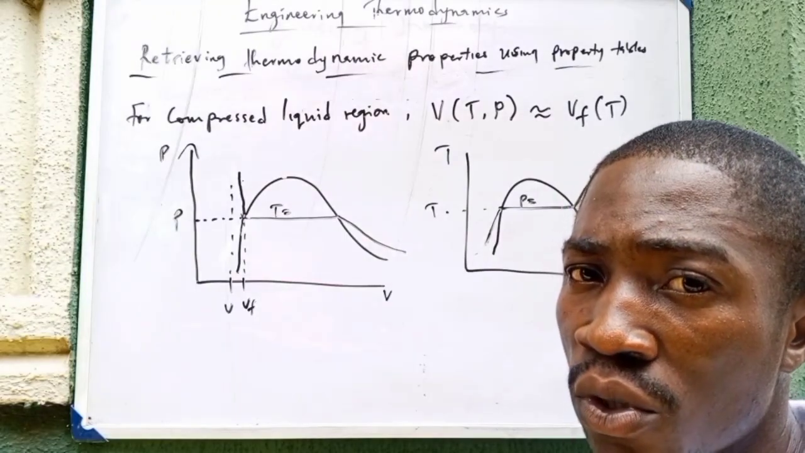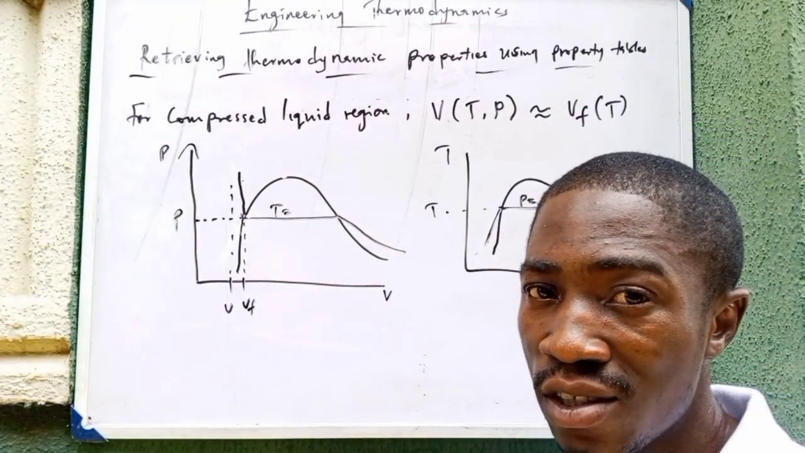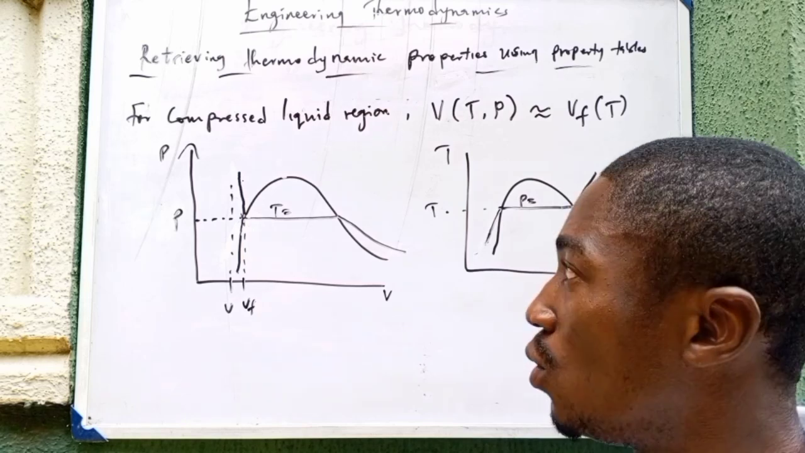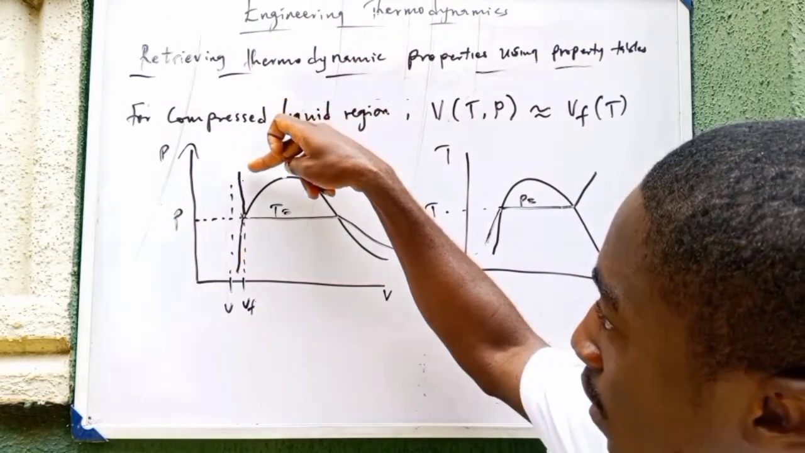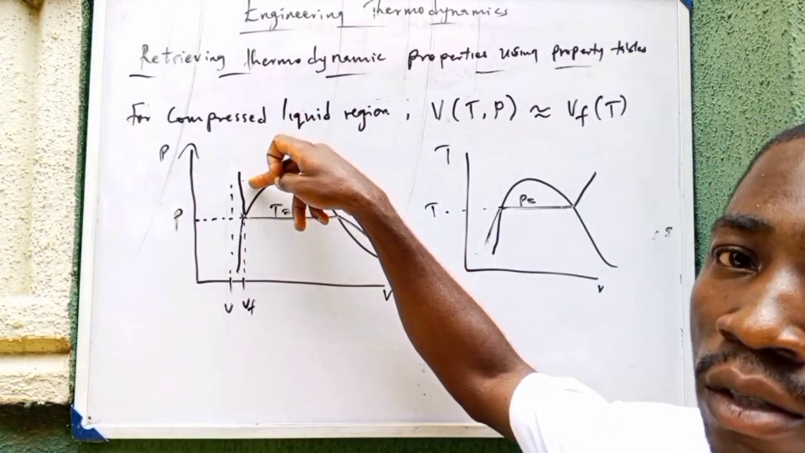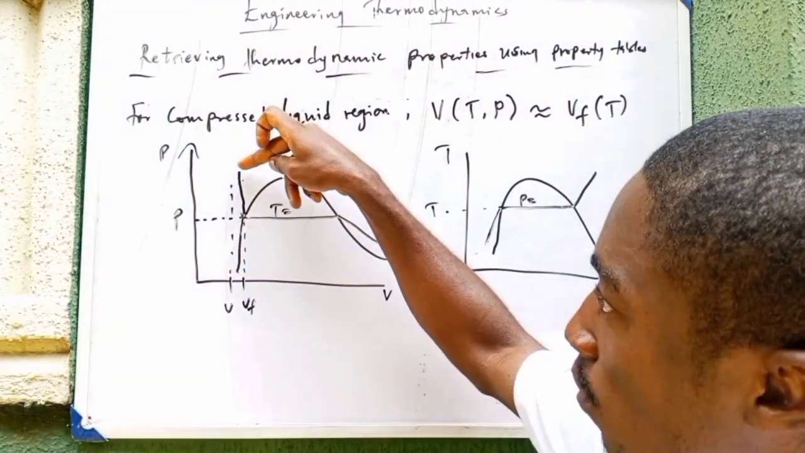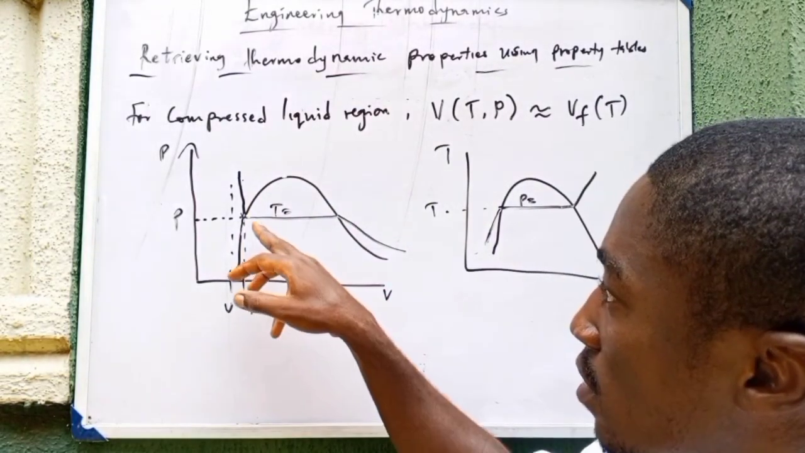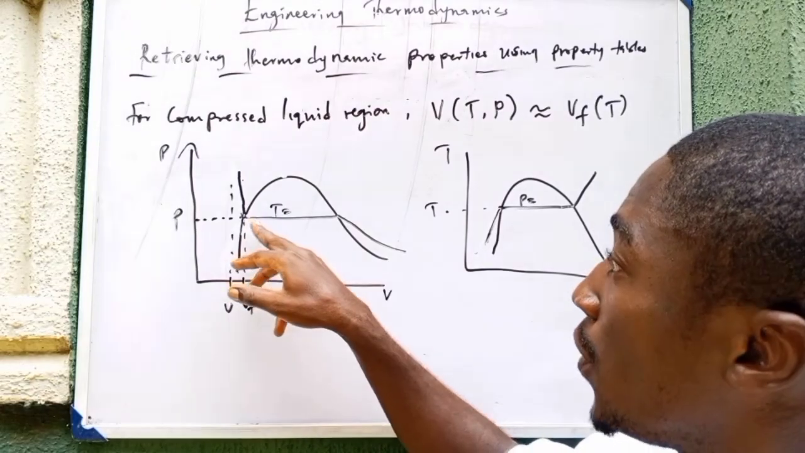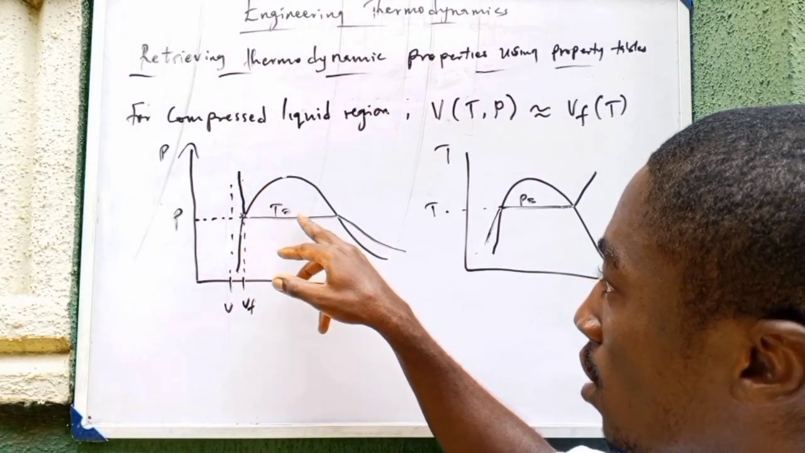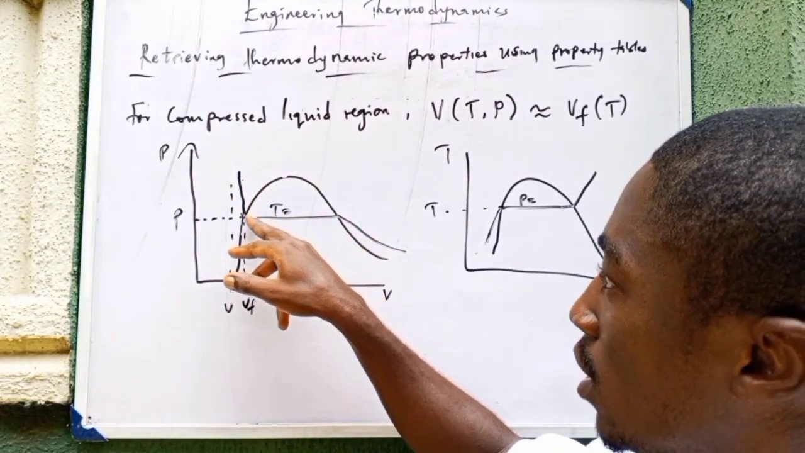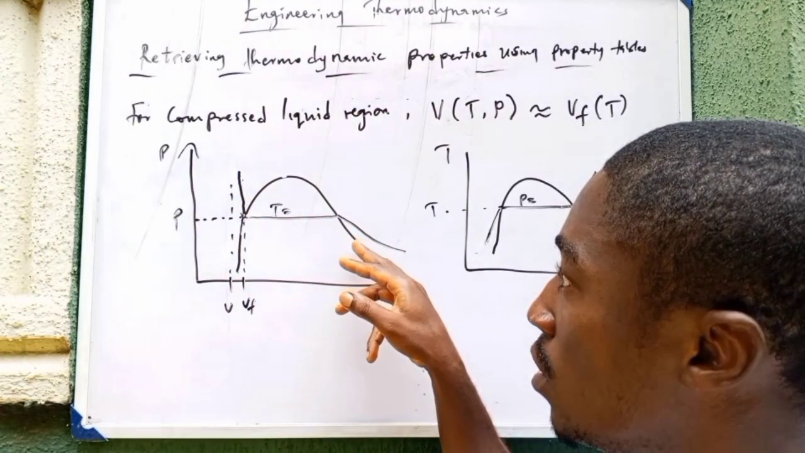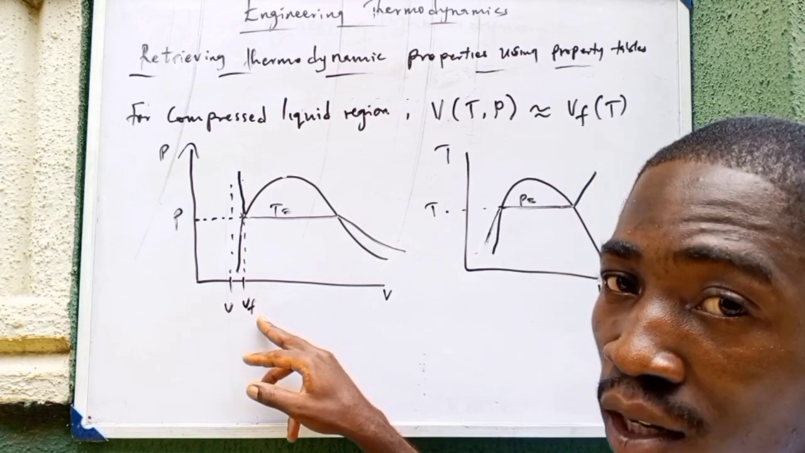Now, why is that so? The volume of liquid does not change significantly with changes in what? Pressure. So if you look at the PV diagram, this line is almost a vertical line, indicating that the change in volume from here to the point of saturation is very small. Vf is the volume at the point of saturation. Then we have a constant temperature here. So remember that the temperature here is the temperature here. That's the temperature for every point on this line. So we can say that V is approximately equal to what?